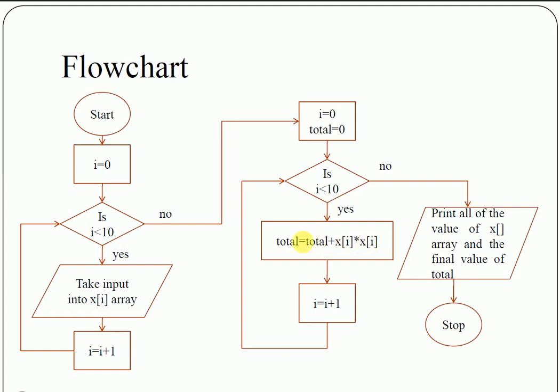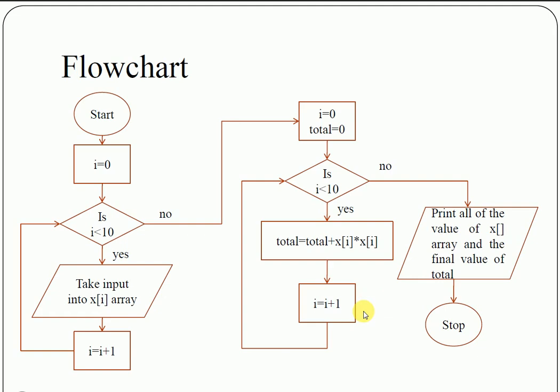That means initially total is equal to 0. After traversing the first input, it will calculate the square of the first input, and it will add it to the total value. Then i will be incremented by 1, then it will go to the second value, third value, and so on. When all of the values have been traversed, at that time we will print all of the values of the x array and the final value of the total.